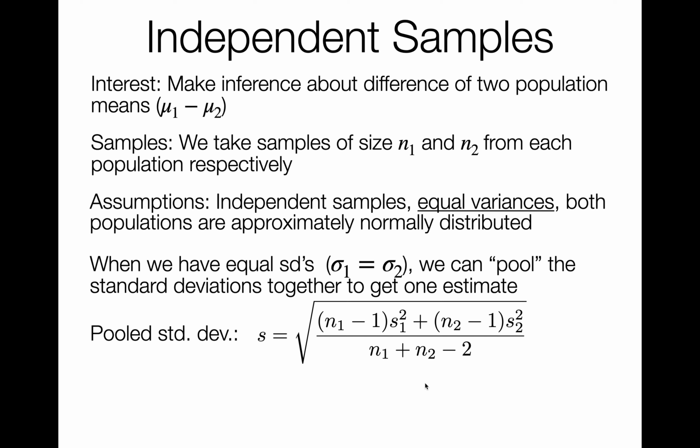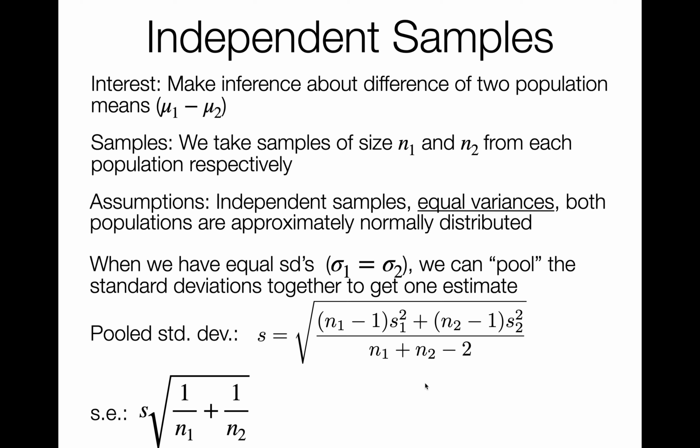So instead of having S1 and S2, we now have this common S, which is some sort of formula that takes into account S1, S2, N1, and N2. You'll see over on the right, or in the middle there. So that's the pooled standard deviation. And so the standard error, what we're going to work with, is this.